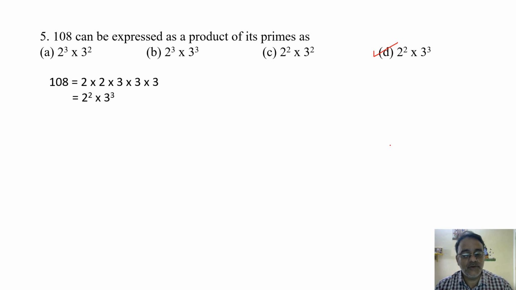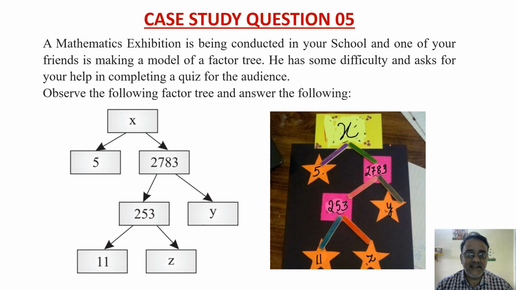So now we are moving toward the next case study question number 5. A mathematics exhibition is being conducted in your school and one of your friends is making a model of a factor tree. He has some difficulty and asks for your help in completing a quiz for the audience. Observe the following factor tree and answer the following questions.